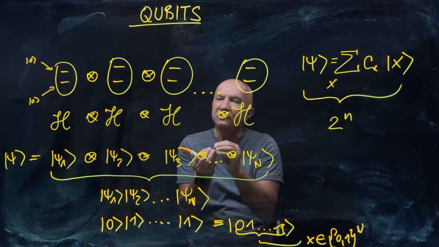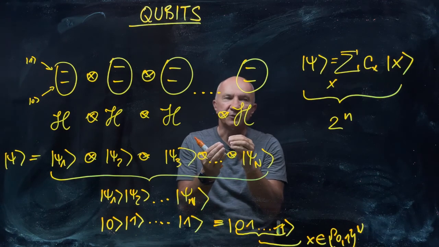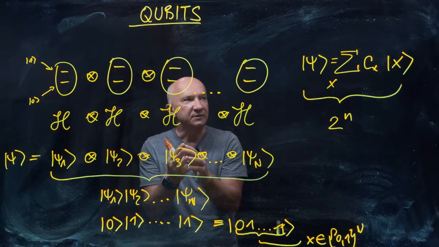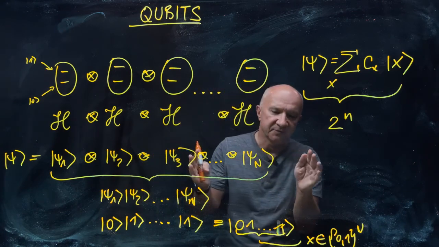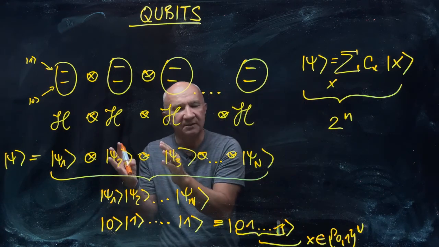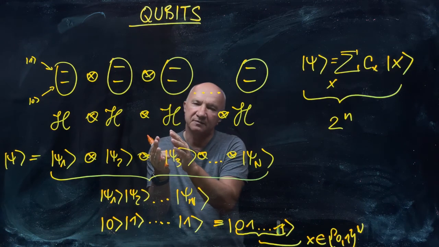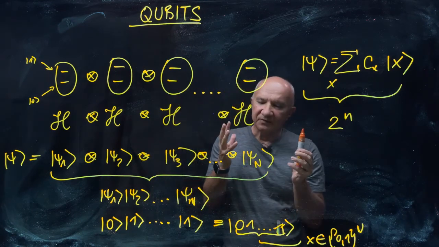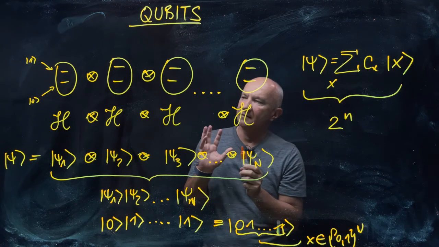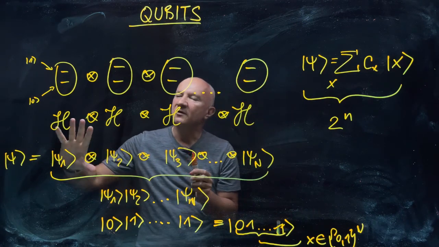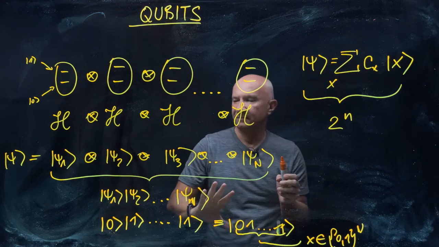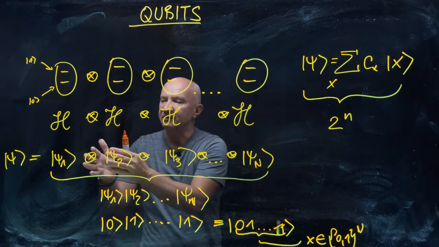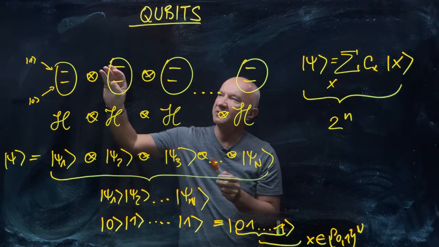So we need 2 to the n amplitudes, which will tell us what is the probability amplitude that the system is in state 0, 0, 0, 0, and then what is the probability amplitude that the system is in state 0, 0, 0, 1, and so on and so forth. That means that certainly not all states that we are going to discuss will be of this particular tensor product form. Because think about it this way.